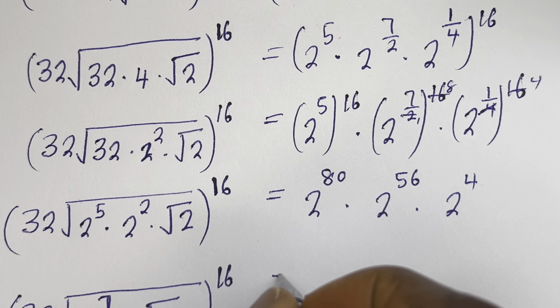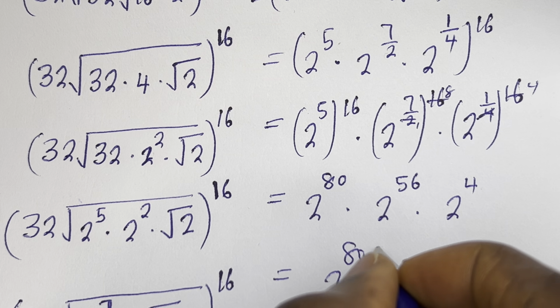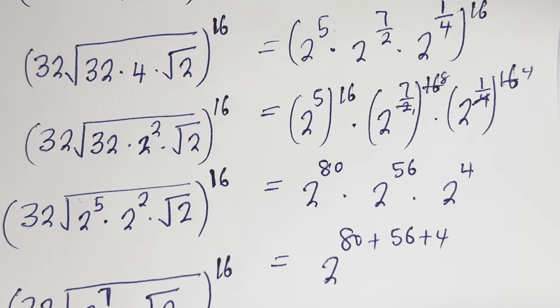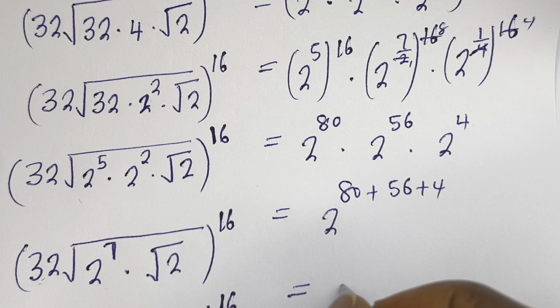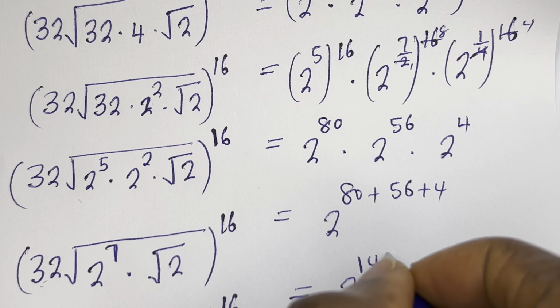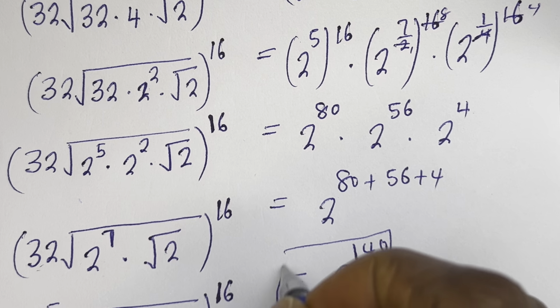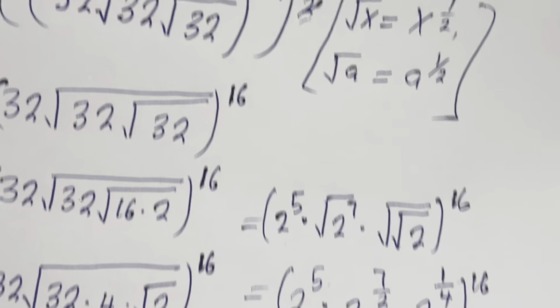Then this is equal to 2 to the power of 80 plus 56 plus 4. Then this is equal to 2 to the power of 140. And this is the final answer. Now, let's call this method 1. Let's consider another method called method 2.